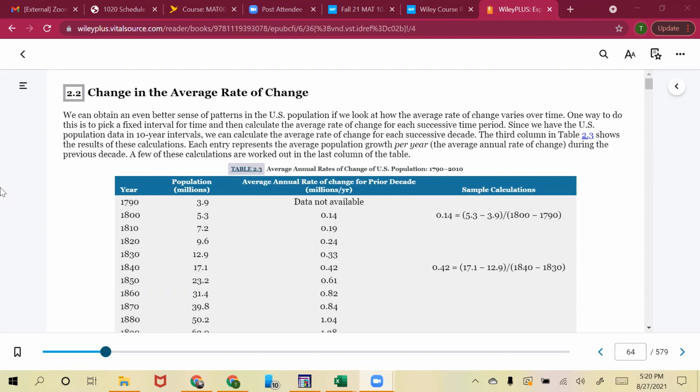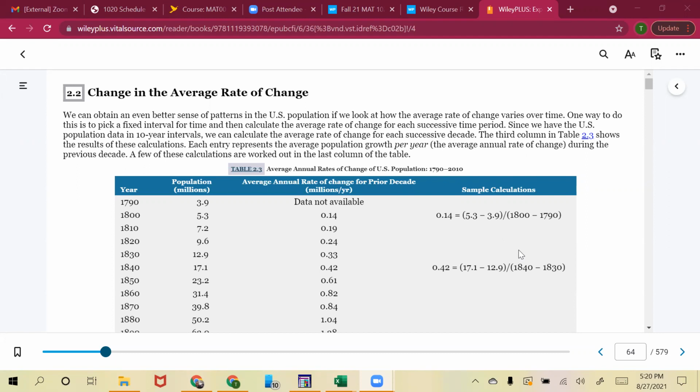We've got this lovely example in table 2.3 here. We can obtain a better sense of patterns in the US population if we look at how the average rate of change varies over time. One way to do this is to pick a fixed interval for time and then calculate the average rate of change for each successive time period. Since we have the US population data in 10-year intervals, we can calculate the average rate of change for each successive decade. The third column in table 2.3 shows the results of these calculations.